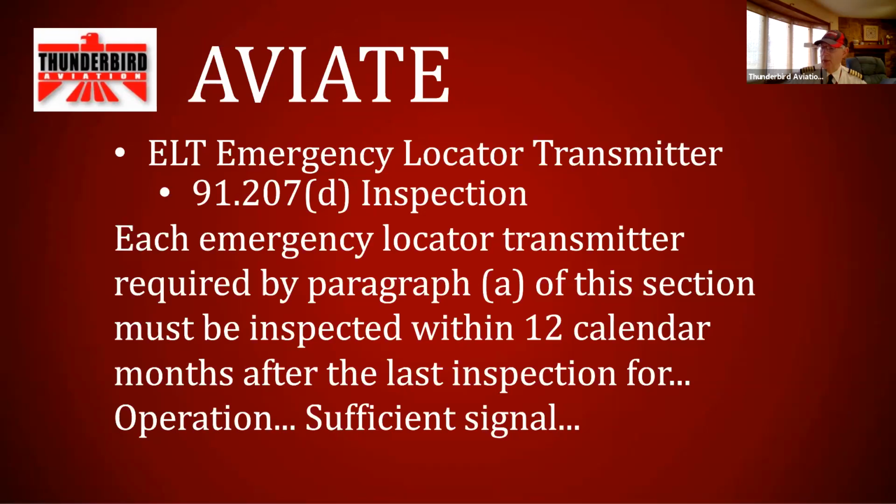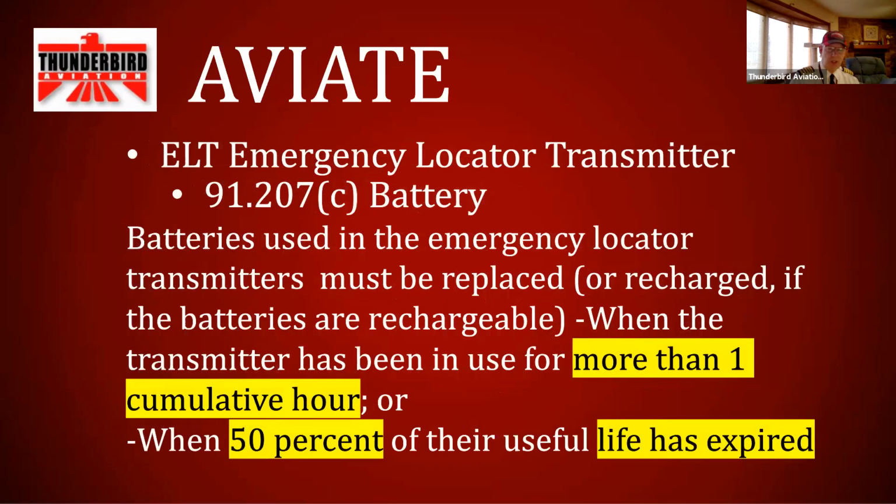Then the other part, even though it's in the previous paragraph, 91-207 C, talks about the battery. Now, it's two separate things. One is the inspection to make sure the ELT works. The second thing is, when do you have to change the battery, or when do you have to recharge the battery if it's a rechargeable battery? That's what 91-207 letter C talks about, and I highlighted the most salient points here on the slide. If you have 1 hour of cumulative use, the ELT has been on for a total of 1 hour in the entire life of the battery. For example, you turn it on 5 minutes every day. After 12 days, you're going to have to change the battery because you add all those 5 minutes up, and it adds up to 60 minutes.